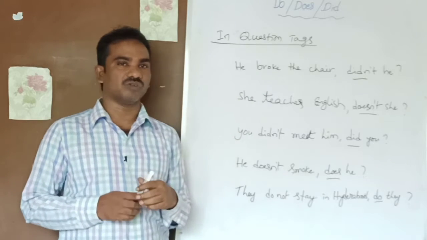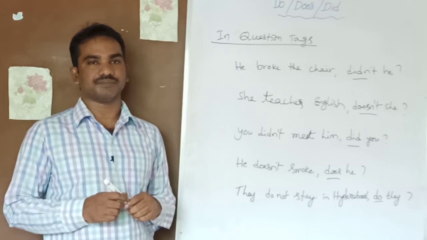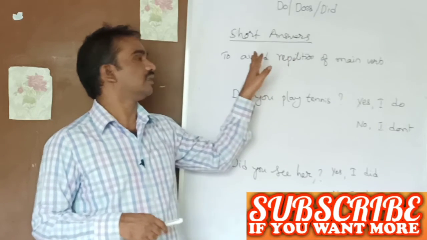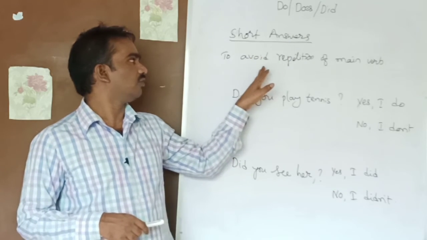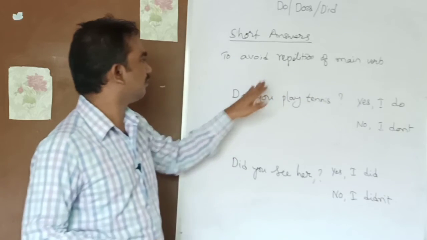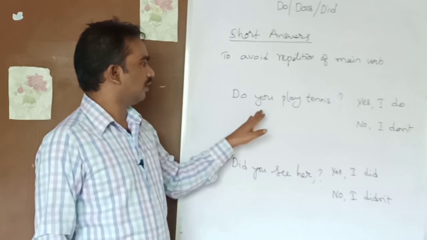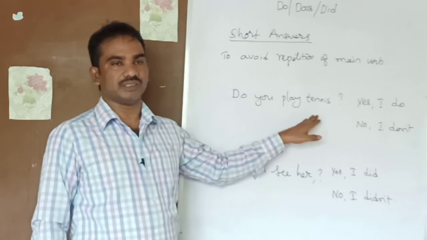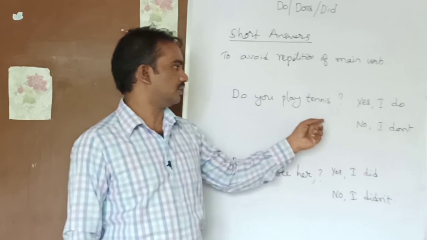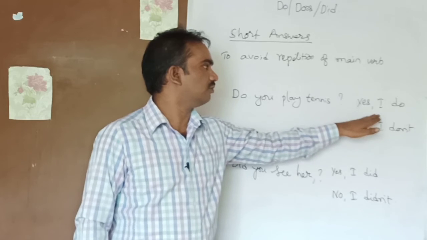Let's move to the final point. Guys, the final point is we use do, does, did in short answers to avoid repetition of the main verb. Look here. Do you play tennis? This is the question. So you have to answer. This answer should be a short answer. So yes, I do.